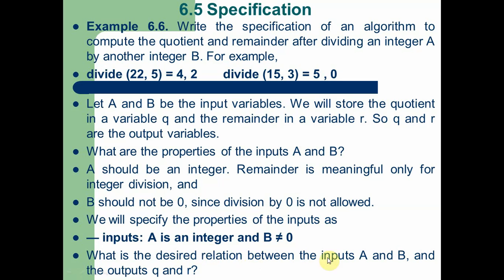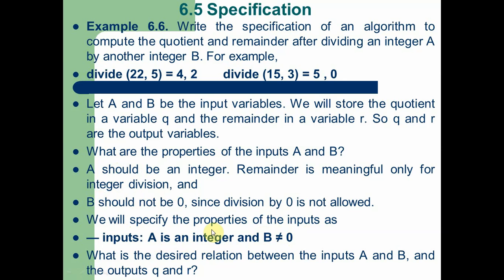So what is the desired relationship between inputs A and B and outputs Q and R? We will see what the relationship between the outputs is. In this line we understand how we can write a specification for inputs. Here you can see the double dash we use for a comment, and we use the inputs keyword. After that we write: A is an integer and B is not equal to 0. So this specification represents all these 3 points in a single line.